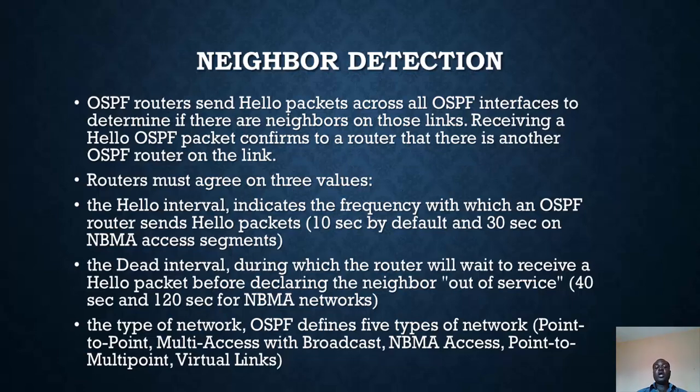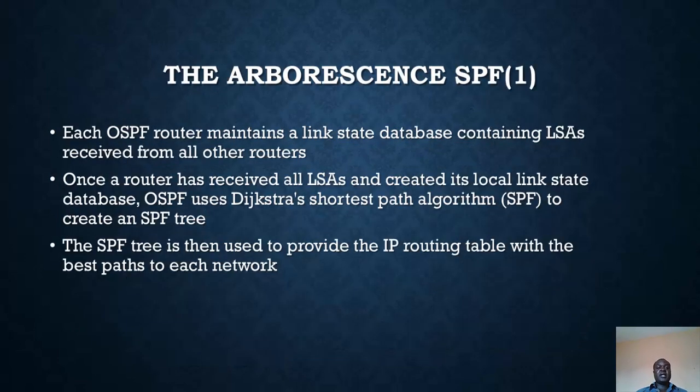3. The type of network. OSPF defines 5 types of network: point-to-point, multi-access with broadcast, NBMA access, point-to-multipoint, and virtual links. These are the 5 types that the OSPF network defines.